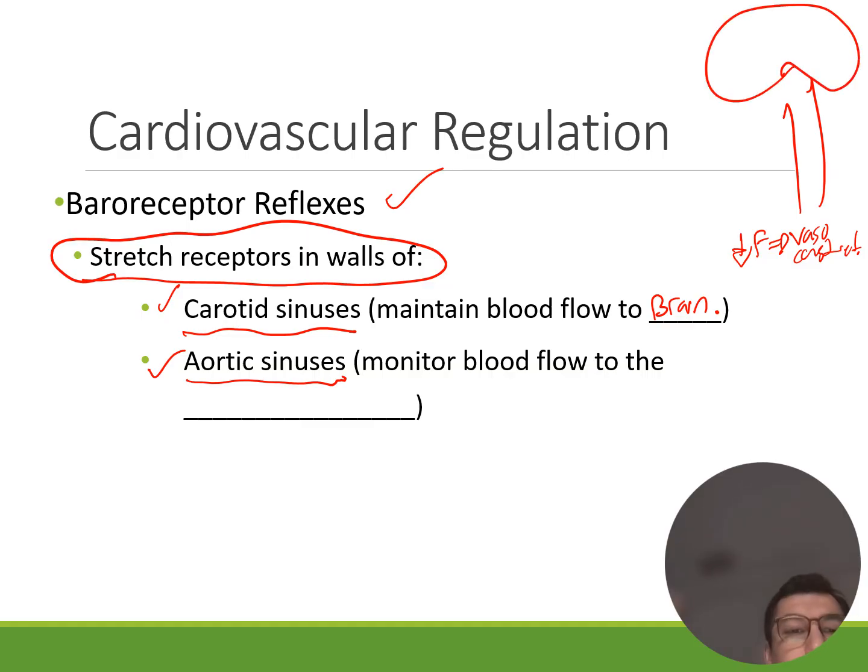All right. The aortic sinuses are monitoring blood flow to the systemic circuit. Oops. Sorry about that. So with these, we're trying to make sure that the organs throughout your body, such as your kidneys, are well perfused.